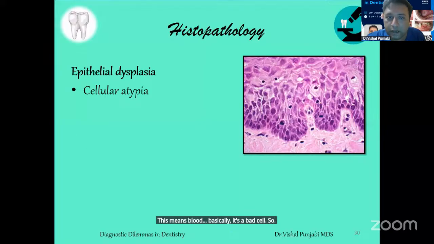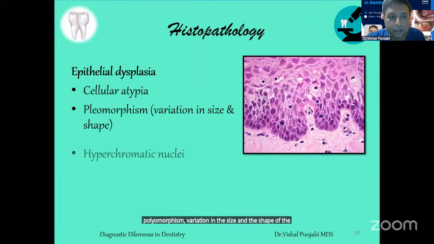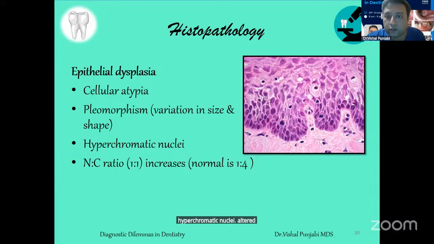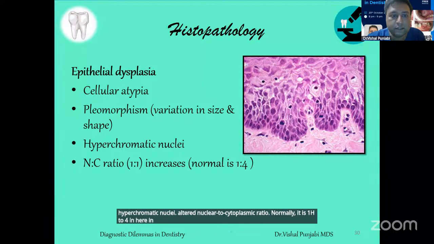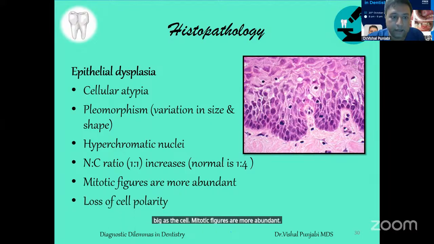So we see cellular atypia, pleomorphism, variation in the size and the shape of the cells, hyperchromatic nuclei, altered nuclear to cytoplasmic ratio. Normally it is 1 is to 4. In these particular conditions, it is 1 is to 1. So the nucleus is as big as the cell. Mitotic figures are more abundant, and there is loss of cellular polarity. Now, all this can have a higher significance when there is a chance of a malignant transformation of any potentially malignant disorder. So these things have to be considered.